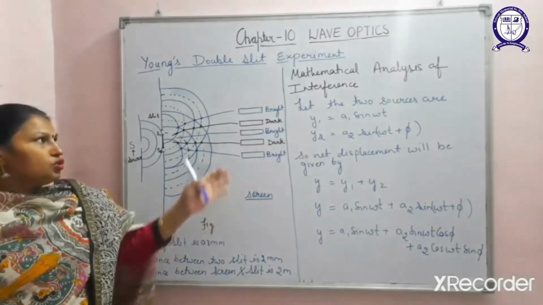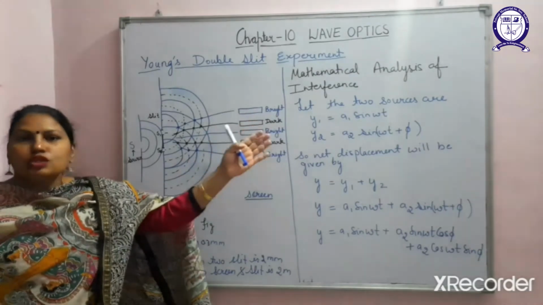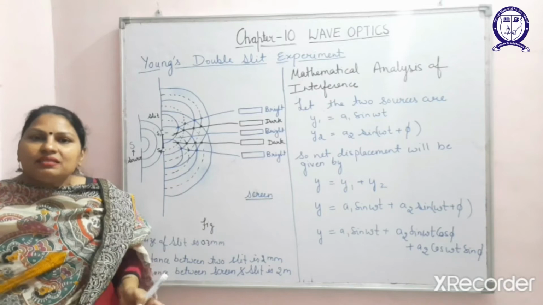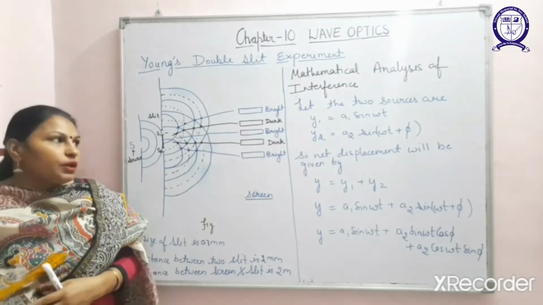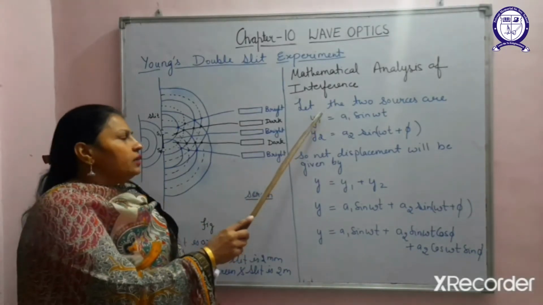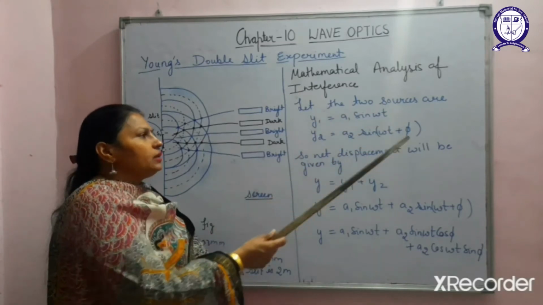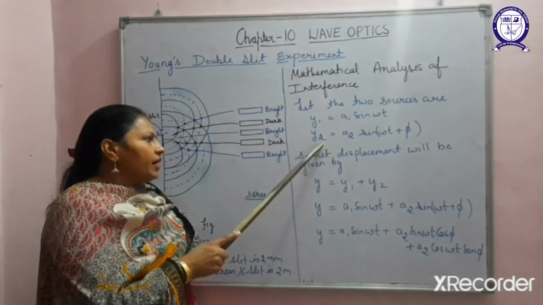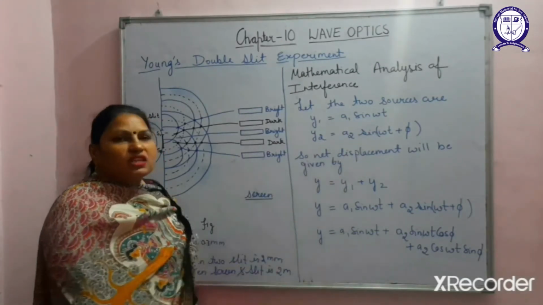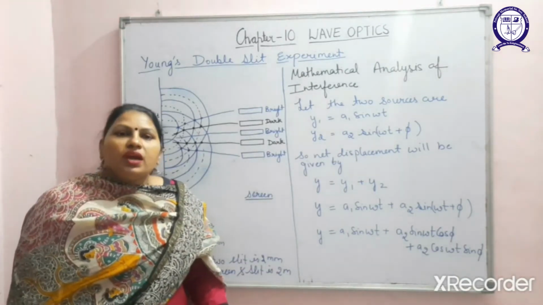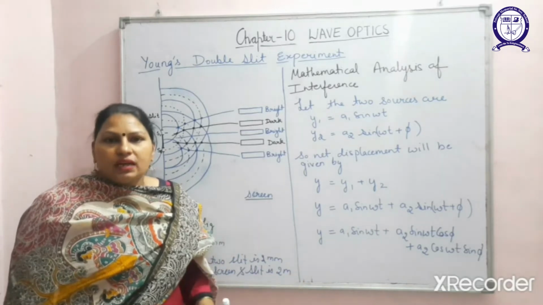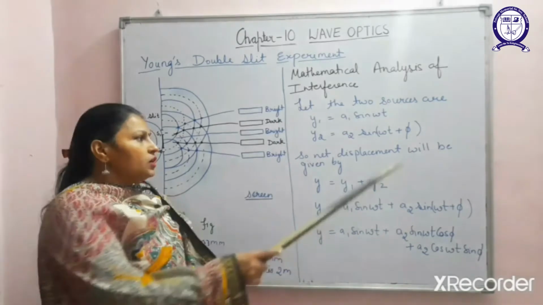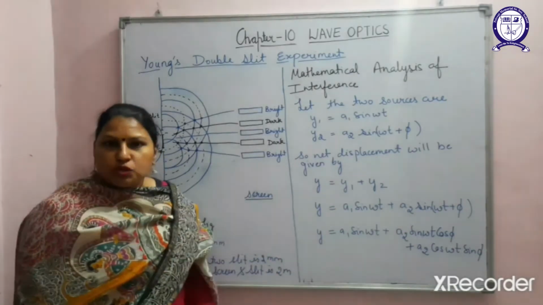Now we are shifting to the mathematical analysis of the interference, in which we are going to calculate the intensity of light in Young's double slit experiment. And here we have, let the two sources of light be y1 = a1 sin omega t and y2 = a2 sin(omega t + phi). Note here that both sources of light are coherent sources, having a constant phase difference of phi, as you can see in the mathematical expression.